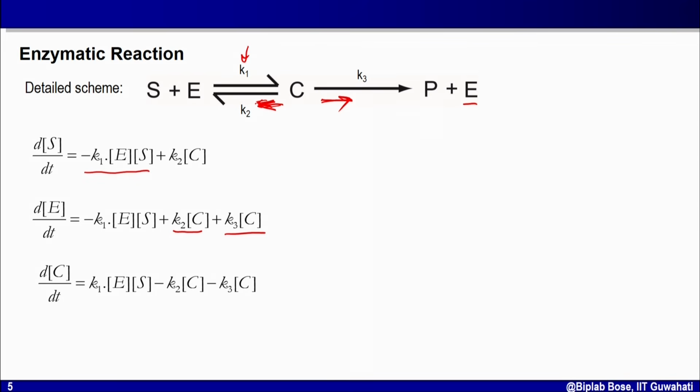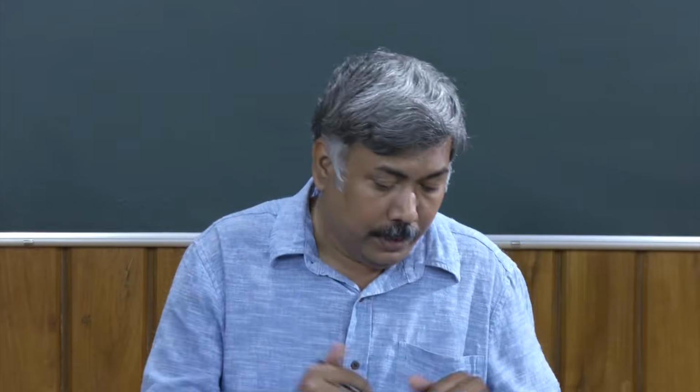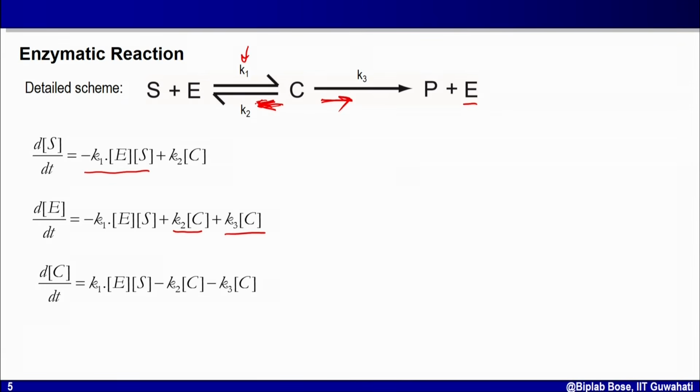Let us look into the ODE for the complex C. Now complex C is formed by one path and broken down by two paths. So obviously the formation is K1 E S, that is the forward rate process by which C is formed. I have two processes by which it breaks down. By one process it goes back to substrate and enzyme, the other process goes to the product and enzyme. So I have minus K2 C, minus K3 C. So dC/dt has three terms. The first one is for formation, and the last two terms have minus signs because they are consumption of C.